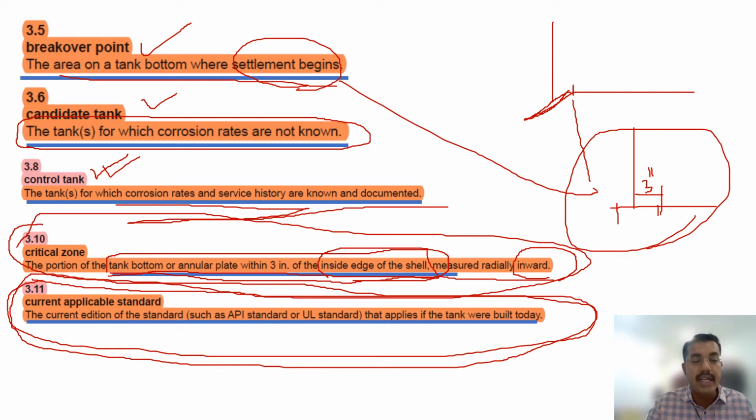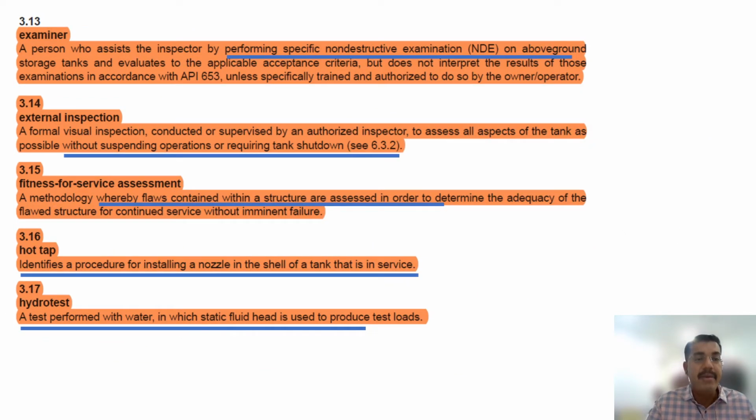Current applicable standard is the current edition of the standards, such as API and UL, that applies if the tank were built today. So if it was built now, in this year, what is the current API and UL code? That code is called current applicable standard. Examiner is a non-destructive examiner. We call a person who is performing NDE an examiner. Examiner and inspector are different. Don't mix these two terms. An examiner performs specific non-destructive examinations.